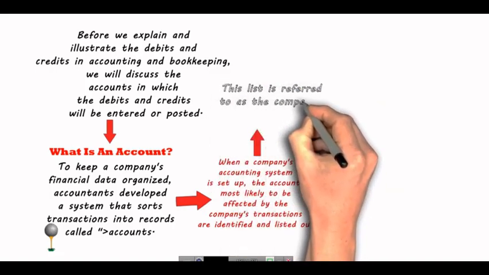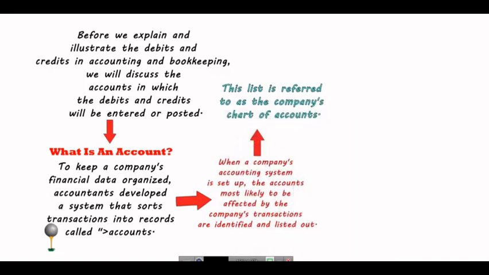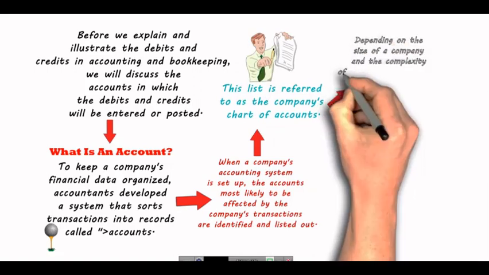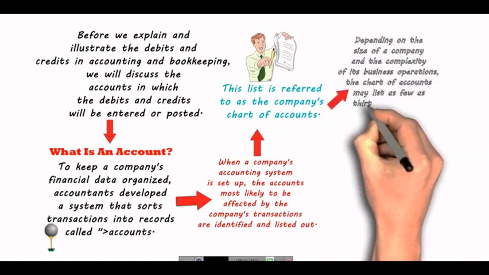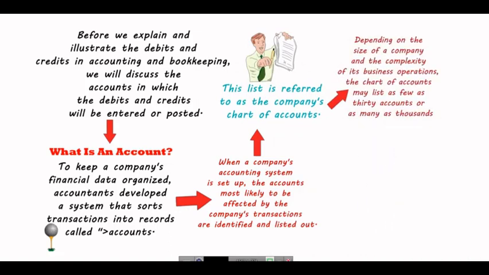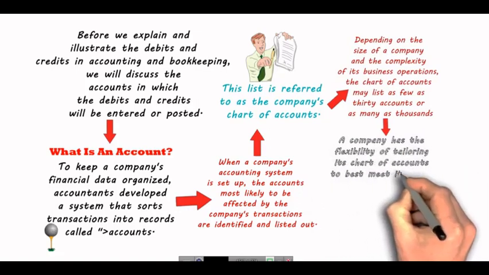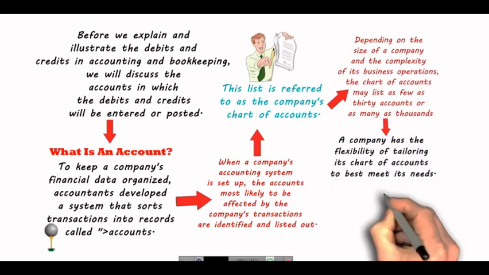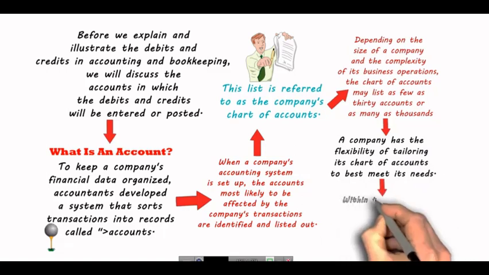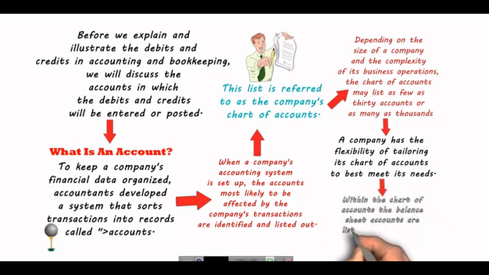Depending on the size of a company and the complexity of its business operations, the chart of accounts may list as few as 30 accounts or as many as thousands. A company has the flexibility of tailoring its chart of accounts to best meet its needs. Within the chart of accounts, the balance sheet accounts are listed first, followed by the income statement accounts.